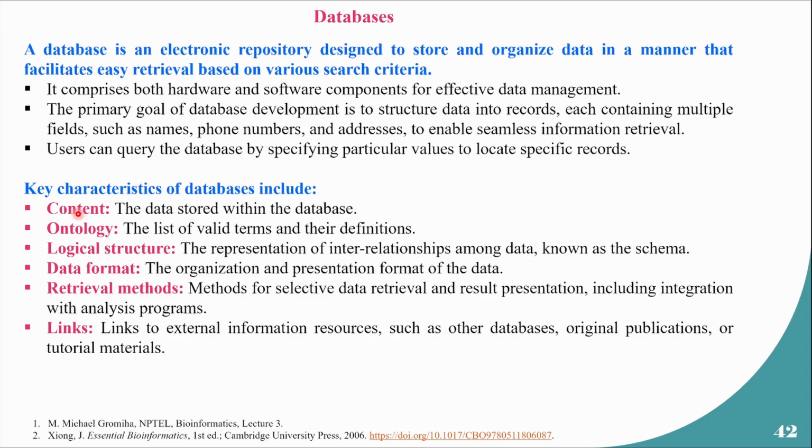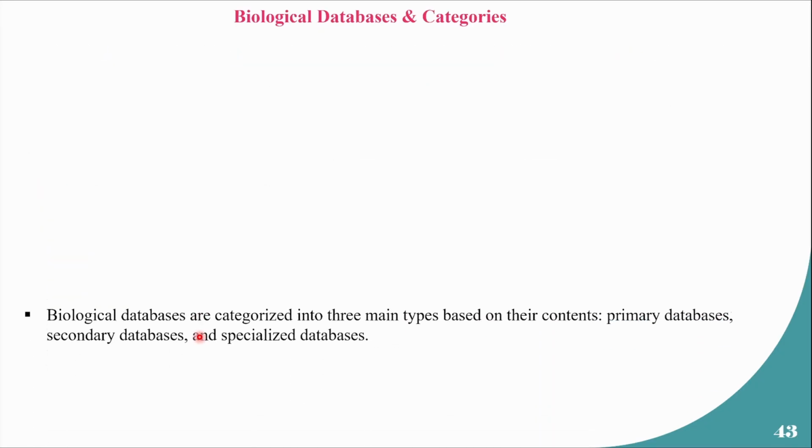For example, you have content, we have the ontology, which is the list of valid terms. We have the schema, or the logical structure or representation of the data set, the data format, the retrieval methods, and then links also. So linking to other external resources or databases or publications and such things. So they are also important for the databases, right?